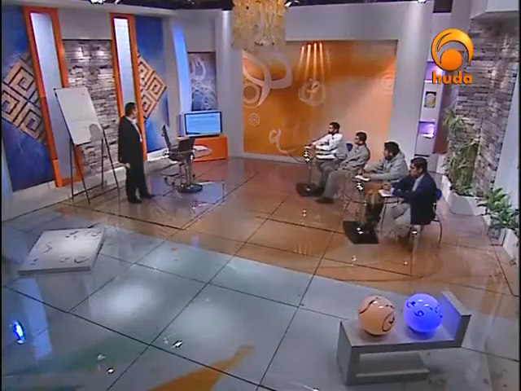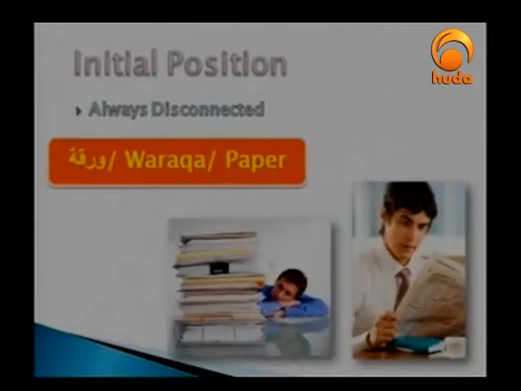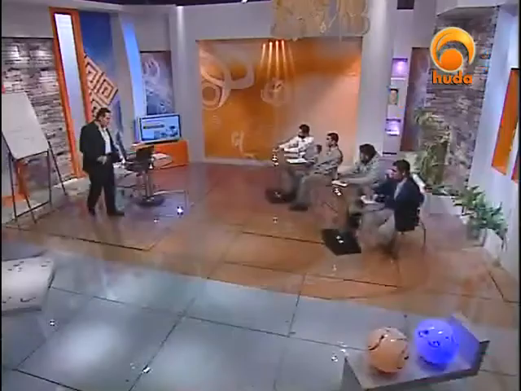I understand that there are different styles of writing when it comes to calligraphy, but I would say that's probably the most simple way. When writing wa connected to the previous letter, the joining segment leads into the beginning point of the loop. Let me move on to understand more about how it is written in initial position. Here it is always disconnected.